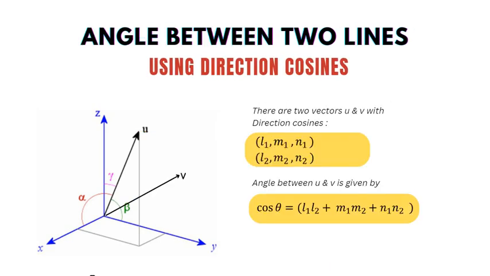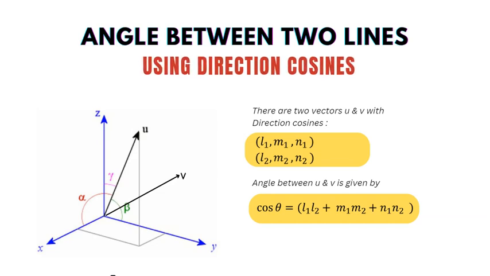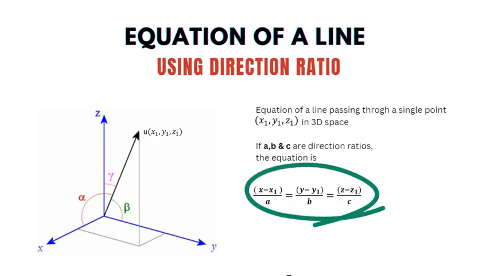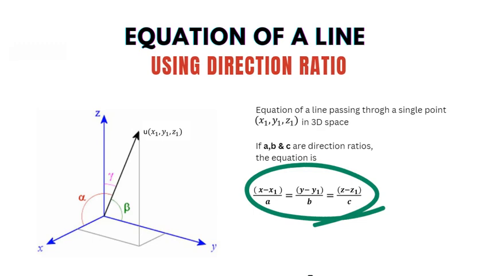Let us have two vectors u and v with their direction cosines l1, m1, n1 and l2, m2, n2 respectively. Then the angle between these two vectors is given by cos theta equals l1l2 plus m1m2 plus n1n2. Let us consider a line in Cartesian coordinate system passing through a point U having coordinates x1, y1 and z1.